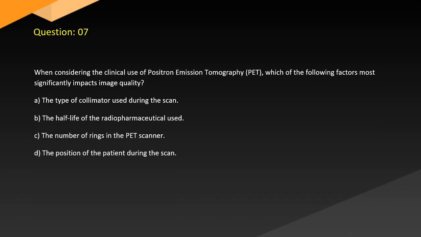Question 7. When considering the clinical use of positron emission tomography, PET, which of the following factors most significantly impacts image quality? A. The type of collimator used during the scan. B. The half-life of the radiopharmaceutical used. C. The number of rings in the PET scanner. D. The position of the patient during the scan.